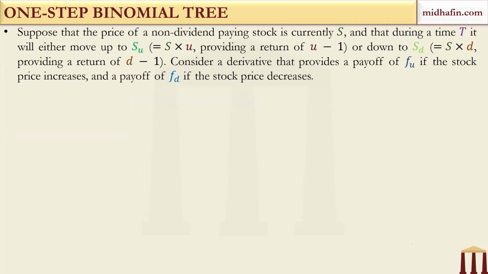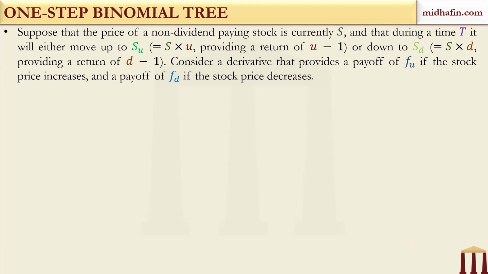For example, if the stock price may go up by 20%, the up factor will be 1.2, and the return in this case will be 20%. Or it is also expected that it can go down to SD. It can decrease by a down factor D, and SD is nothing but the current price times the down factor. Let's say we expect the stock price to go down by 20%. So D will be 0.8 in this case, and the return will be minus 20%.